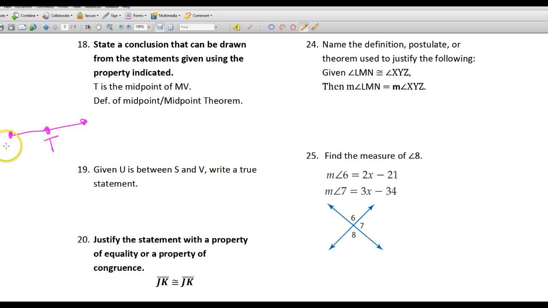T is the midpoint of MV. Okay, well, we can say that this segment is congruent to that segment if T is the midpoint. So MT must be congruent to VT.